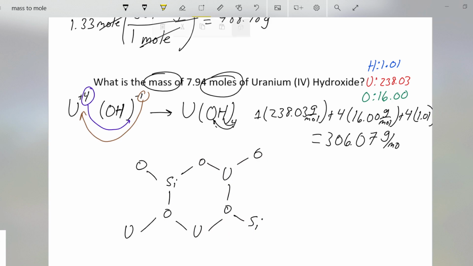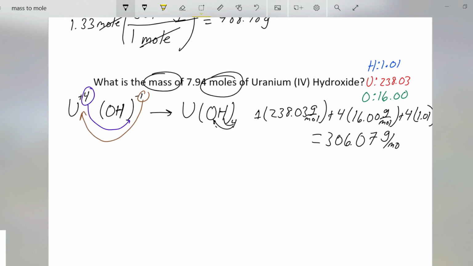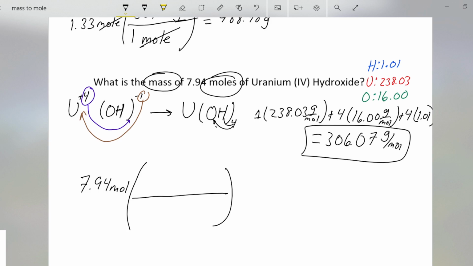This uranium 4 hydroxide has that molar mass that we calculated of 306.07 grams per mole. And then we need to figure out what the mass of it is given the 7.94 moles. So I write my 7.94 moles. I know my conversion, or sorry, my boat thing, and I am starting on Mole Island. So my stuff that goes below deck is my mole stuff, because we don't need it anymore. We're packing it away, and we're getting ready for a trip to Mass Island.